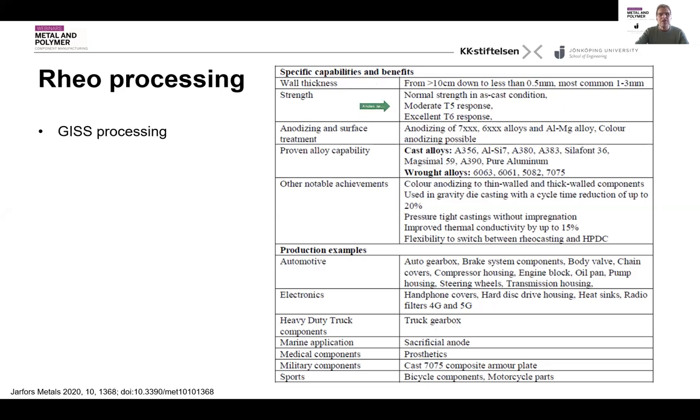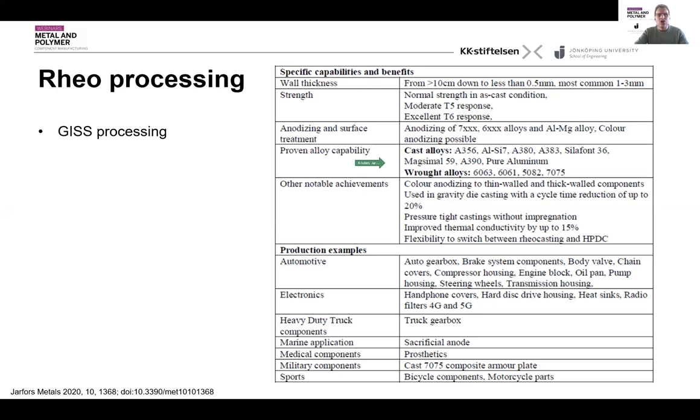Just like, as you will see, the RheoMetal process, there's a little bit of struggle with the T5 response because of the fact that you generate the solid fraction at a relatively high temperature. So you will have a low amount of solutes in the phase. You normally need to quench if you want to do T5.